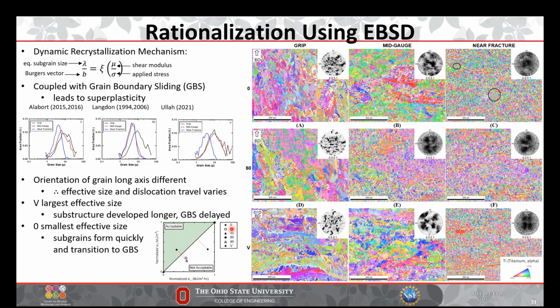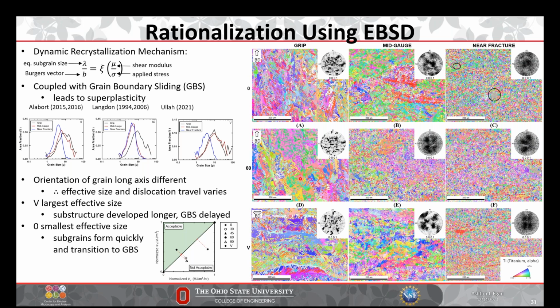So basically what you're doing is getting rapid pile up in the 0 and 60 degree samples. And basically the substructure develops very quickly. And you transition to grain boundary sliding relatively quickly in both these samples. And then even in some, you get creep voiding, which in the 0, which is the worst, you can tell regions that are circled in black, where basically creep voids had formed.